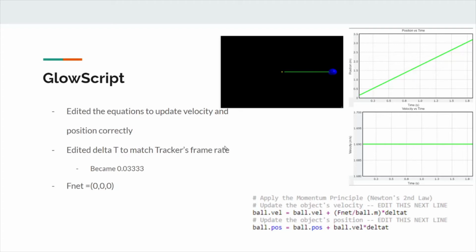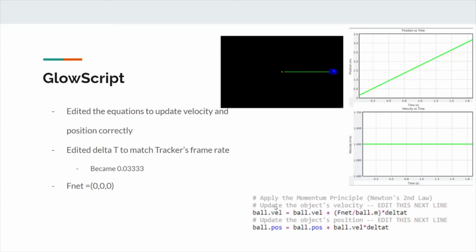I edited the delta t in GlowScript to be 0.033 since that was the delta t in Tracker. I wanted the predicted positions to match the observed, so I also edited the while loop to match the cutoff time of 1.8 seconds in the video as well. F-net was also changed to be 0 since we were assuming an F-net of 0 for this project, and I also updated the equations for velocity and position to fit Newton's second law from the original code, as seen in the bottom right.